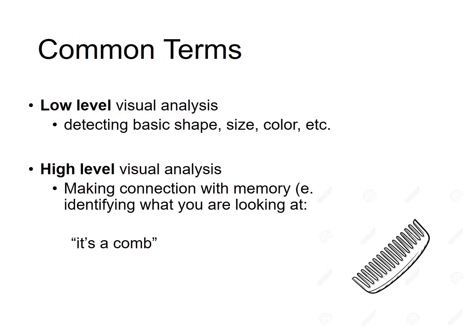Some common terms in this area are low-level visual analysis versus high-level visual analysis. Low-level visual analysis means the detecting of basic shape, size, and color, whereas high-level visual analysis refers to making connections with memory so that you can identify what you're looking at.